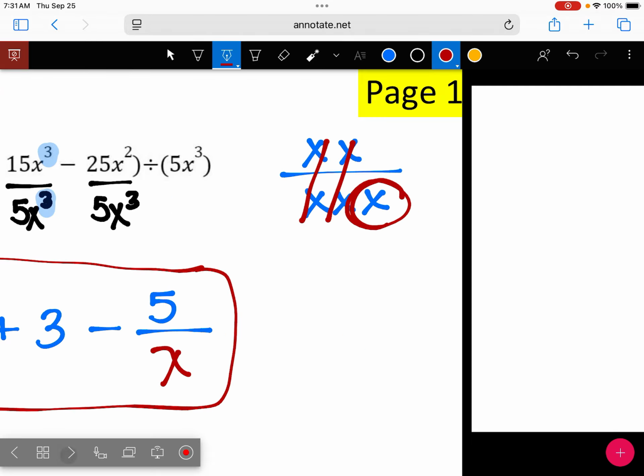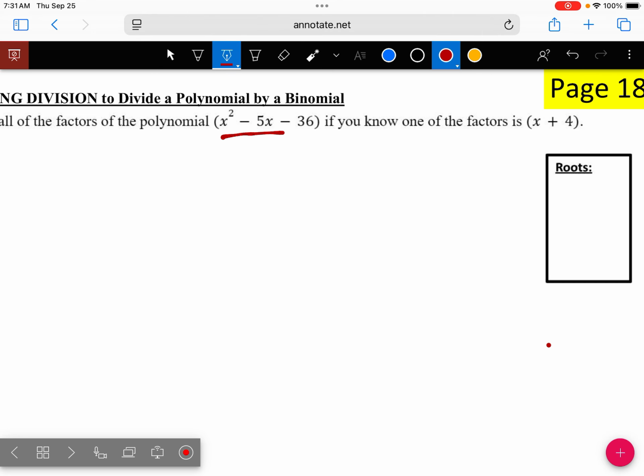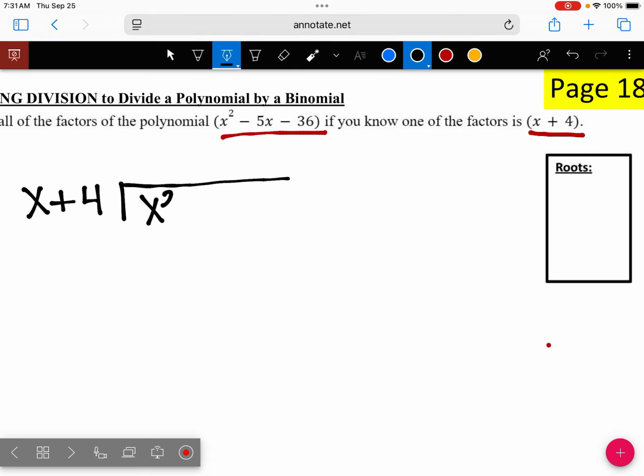So let's go ahead and look at page 18. Now we have x squared minus 5x minus 36, and we're dividing by x plus 4. Because of this plus sign, this is called a binomial. We have to do this differently. So let's set it up the old-fashioned way. I have my x plus 4. Then go ahead and make your little roof and put the x squared minus 5x minus 36 underneath.